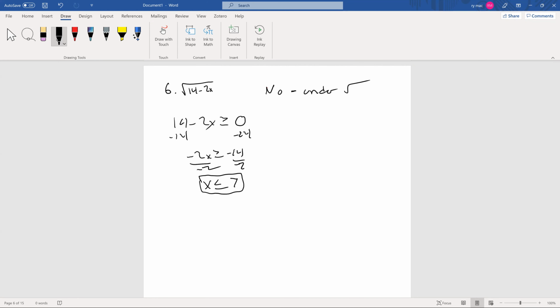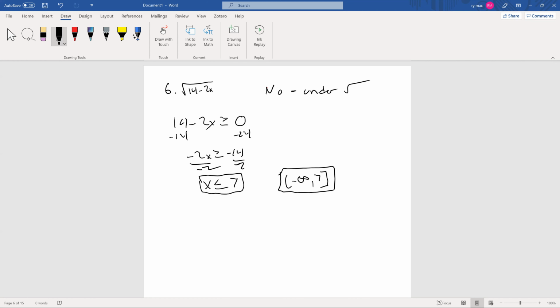If you want it in a different form, they were asking for interval notation. So the domain would be from negative infinity to 7. Make sure you put a bracket on the 7, because since it's a less than or equal to sign, the 7 is included in your domain. So that's it in interval notation.